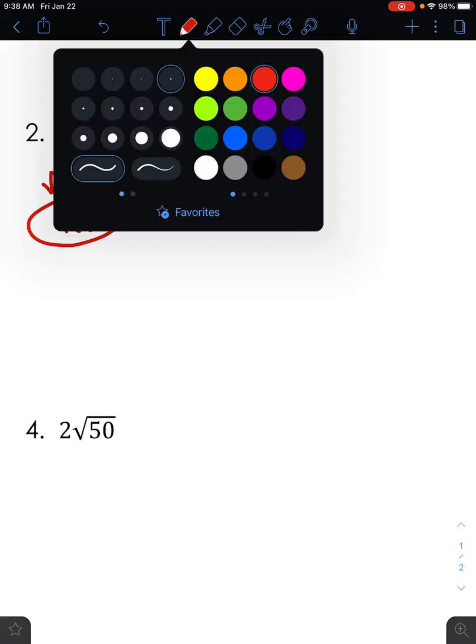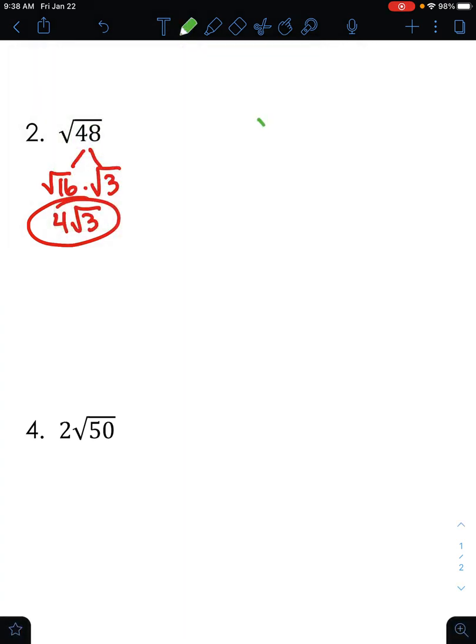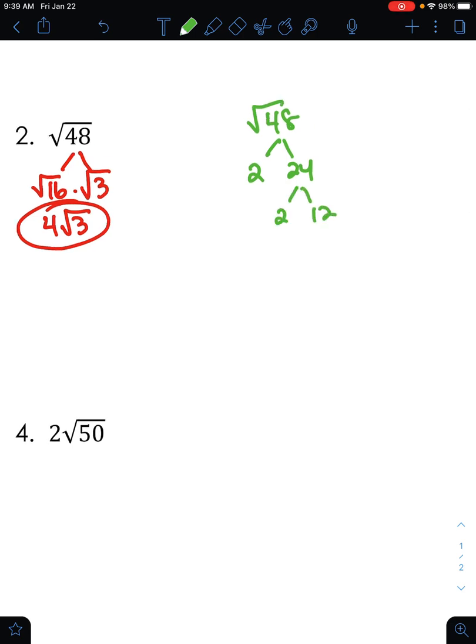Okay, let's try factor tree. Square root of 48. Okay, 2, what did I say? 48 divided by 2 is 24. 2 times 24. 24 breaks down. 24 divided by 2 is 12. 12 breaks down. 2 times 6. 6 breaks down. 2 times 3.